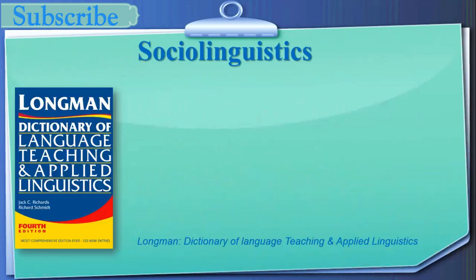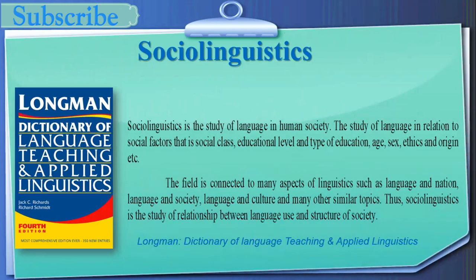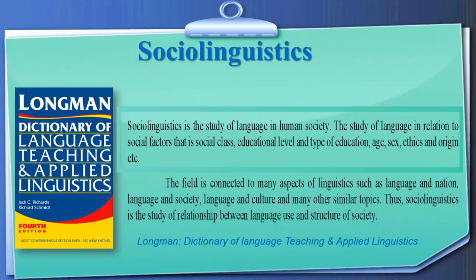Here is the definition from the Longman Dictionary of Language Teaching and Applied Linguistics. Sociolinguistics is the study of language in human society. The study of language in relation to social factors, that is social class, educational level, type of education, age, sex, ethnicity, and region, etc.